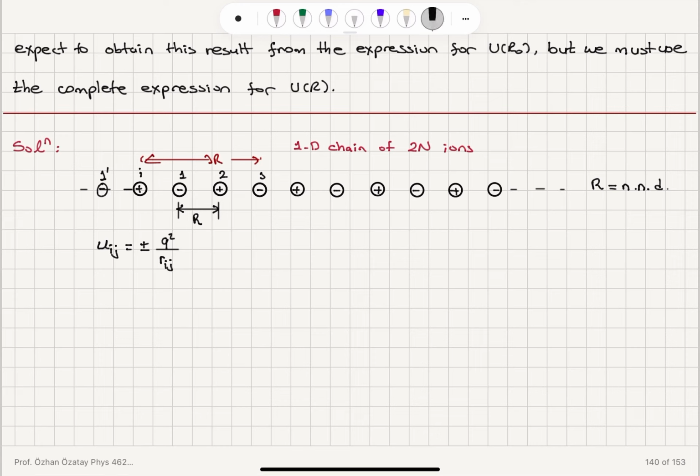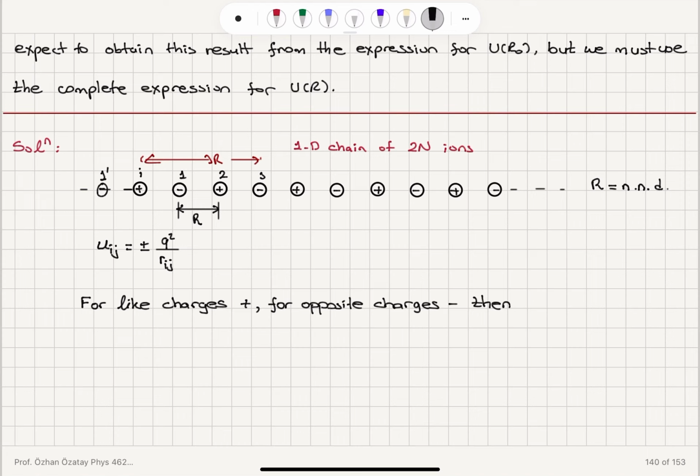And this pair potential is such that for like charges, that is to say, if we have plus plus or minus minus, we're going to have a positive potential that is going to be repulsive. For opposite signs of charges, for plus minus, for example, this pair potential will be negative, so it's going to be attractive.